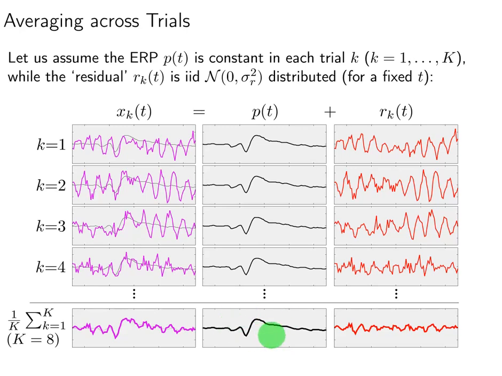the assumed P of t potential. Noise also shows some amplitude variation. If you perform averaging, the noise also gets eliminated in the average signal. So visually we can say that averaging helps if you assume that P of t is constant and the noise is IID.